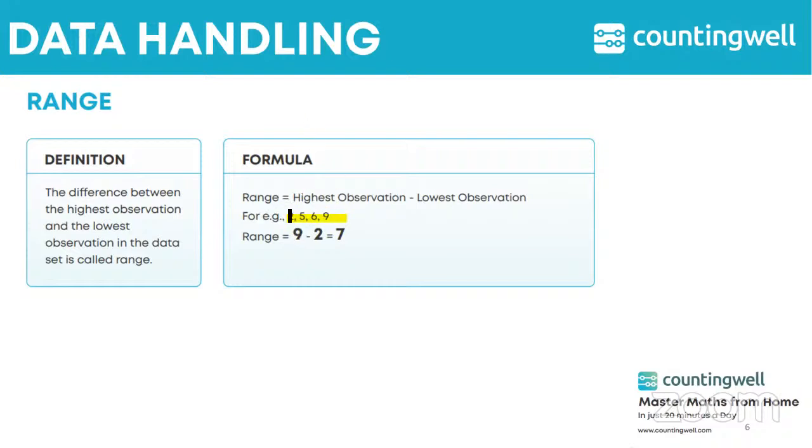Here the highest observation is what? It is 9. Correct? The highest observation is 9. The lowest observation is 2. So if we subtract the lowest observation from the highest observation, we get 9 minus 2, which is 7. So the range of a data set is nothing but the difference of highest observation and lowest observation.